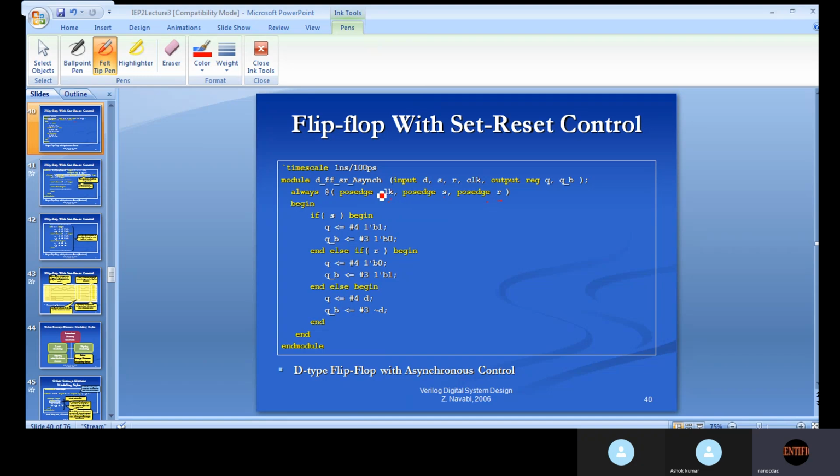Why, what is this model? Posedge of clock, posedge of S, posedge of R. It is indicating an asynchronous circuit, an asynchronous D flip-flop circuit. So if S is equal to 1.